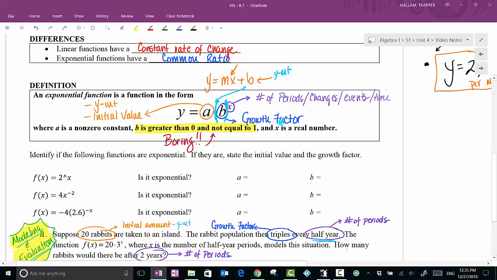So the growth factor then, if it's greater than 0, or I'm sorry, greater than 1, if your growth factor b is greater than 1, it's going to be a growth, okay? We'll talk more about this in a second. If it happens to be a decimal, meaning that it falls between 0 and 1, it's going to be what we call a decay. Okay, and we'll go through that in a second. But there's two forms of this. There's a growing one and a decaying one.